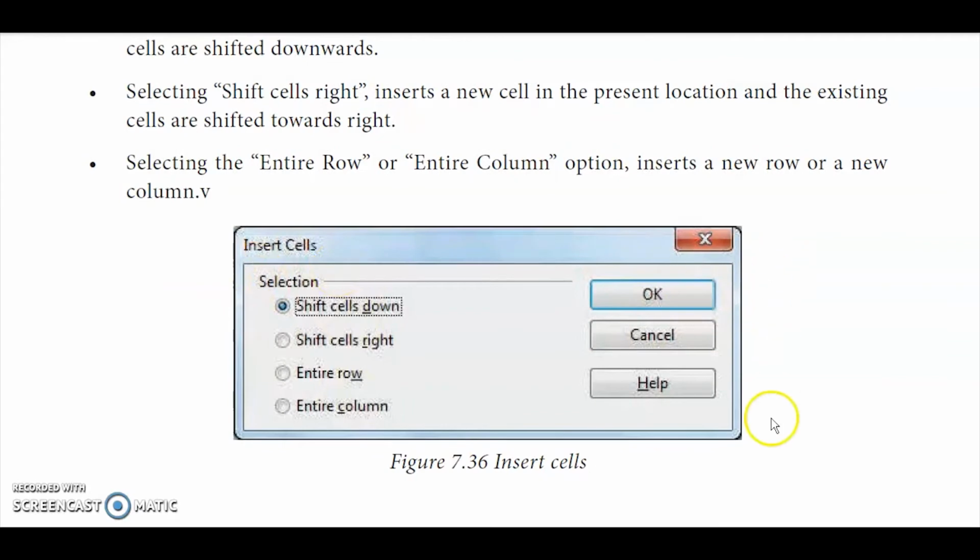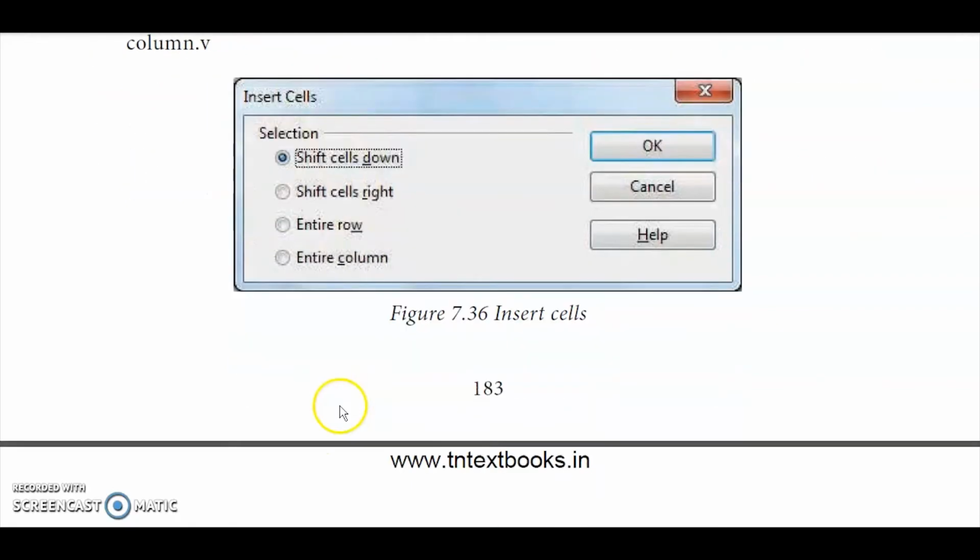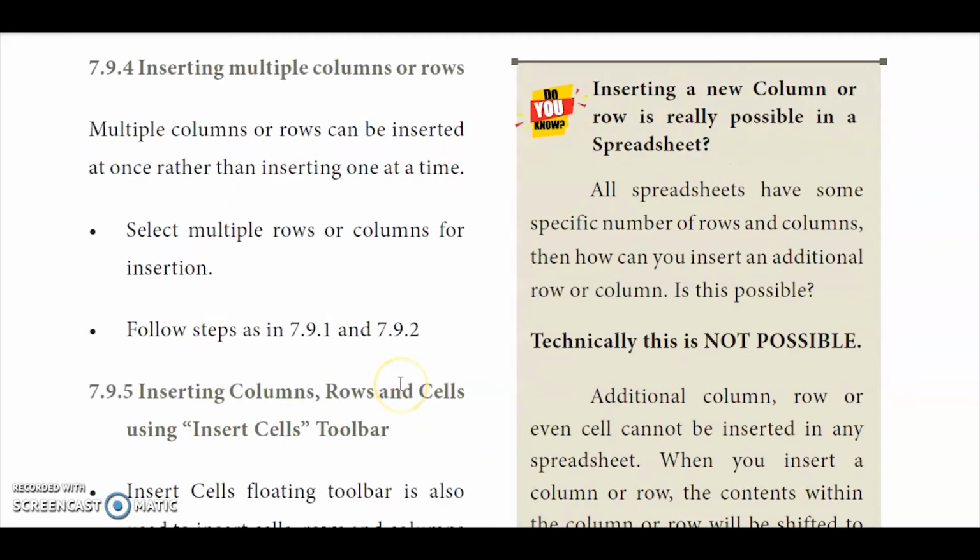So this is the insert cell dialog box. There will be 4 options. If you select this, the present cell will be moved down and you will get a new cell at the current position. Right means the present cell is moved to the right. Row or column means you will get an entire new row or new column. Okay.